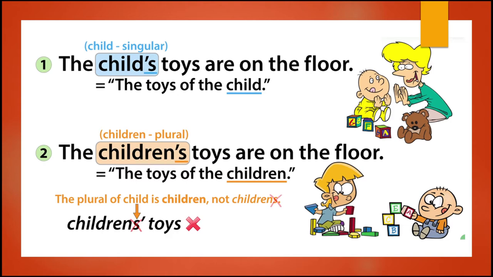So what is the difference between the two? The first sentence has a singular noun, child. But because we are showing possession, we said child's toys. Child plus apostrophe S. And then in the second sentence, there are two children, which is the plural form of child, plus apostrophe S. Okay? Now take a look. It is not S and apostrophe. It is apostrophe S. Children's is not the plural of child. The plural of child is children. Okay?